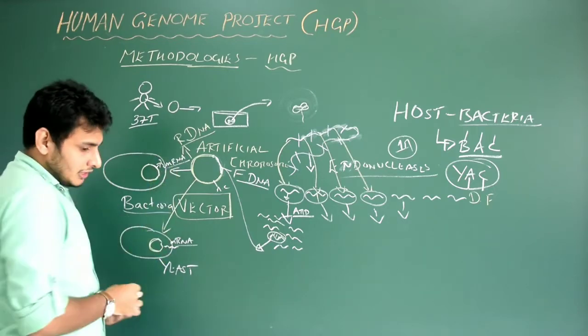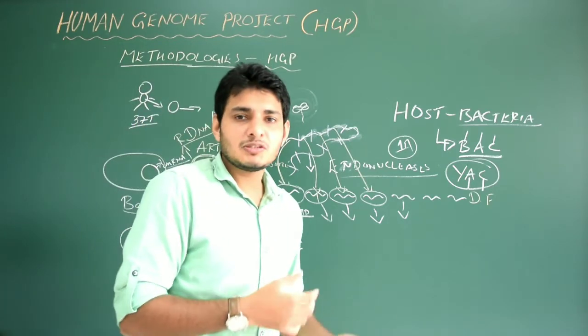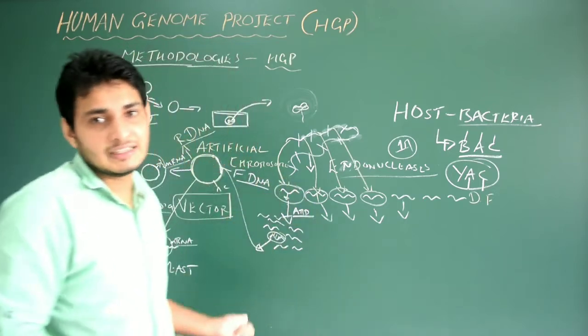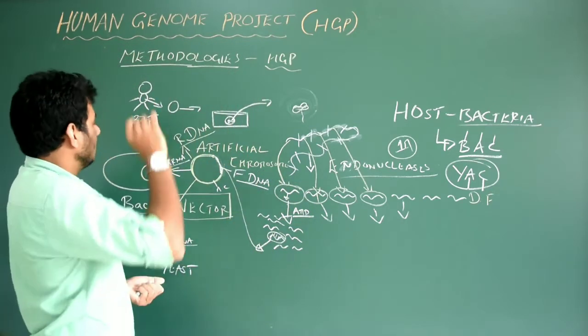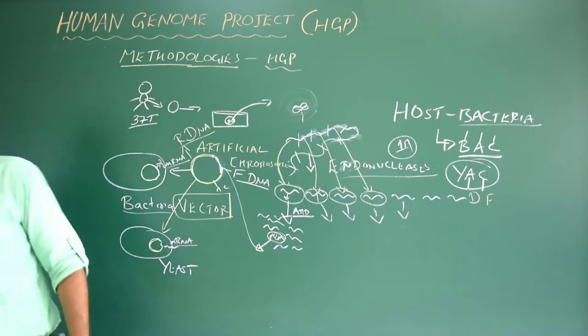And one more thing. In the Human Genome Project, name the organisms which were used as host. Bacteria and yeast. Only two. Now let me tell you one interesting thing.